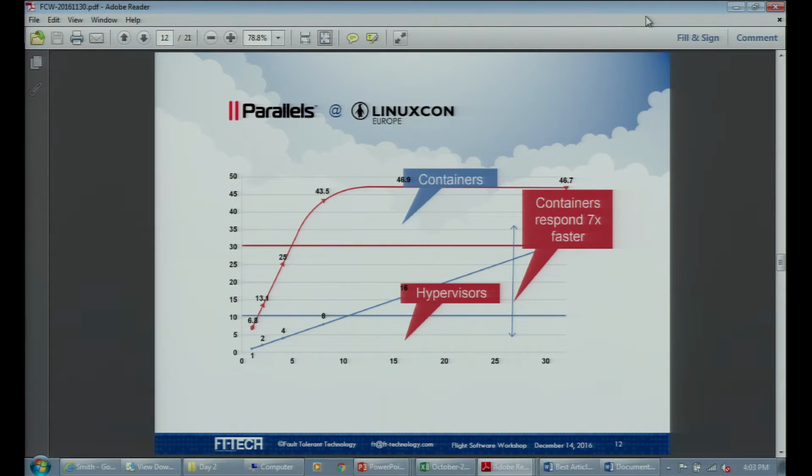So here is a slide, and I apologize for the slide. I ripped it off from a YouTube video. It doesn't make a lot of sense, but there's a company called Parallels that makes container-based systems, and they presented a presentation at LinuxCon in Europe that showed that containers were 7 times faster than hypervisors when switching applications.